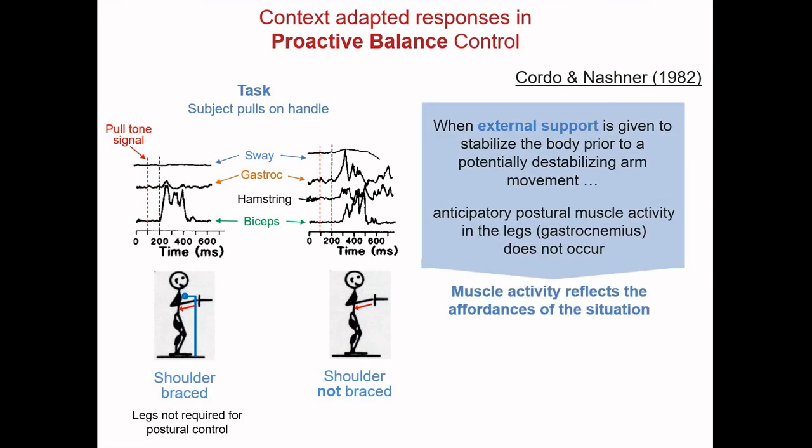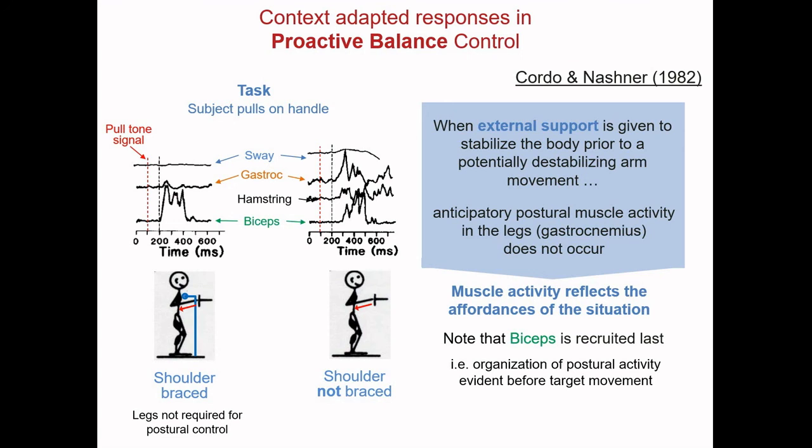The general implication here is that muscle activity reflects the affordances of the situation. So, to recap on the concept of affordances, the bar is acting as a brace to posture. So the bar is offering a possibility for action. It's offering a possibility for stabilizing the body.